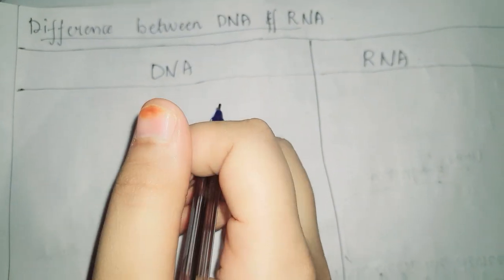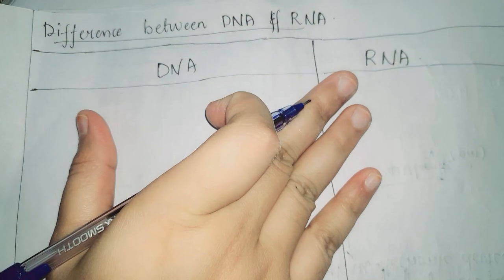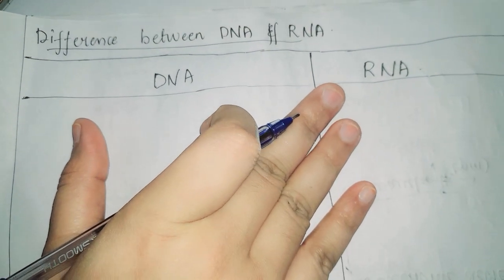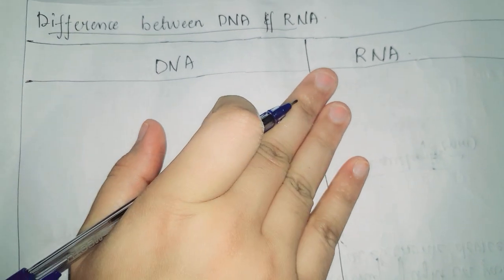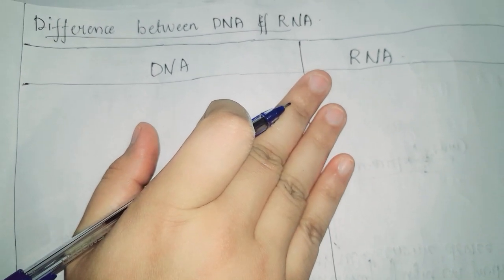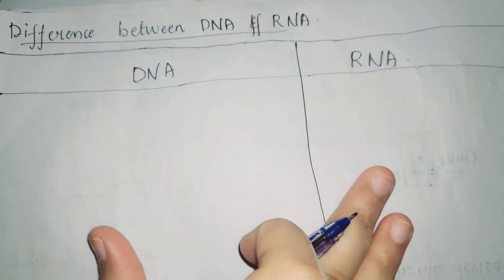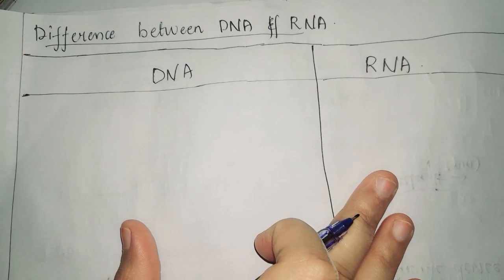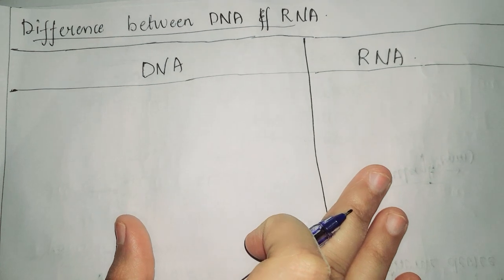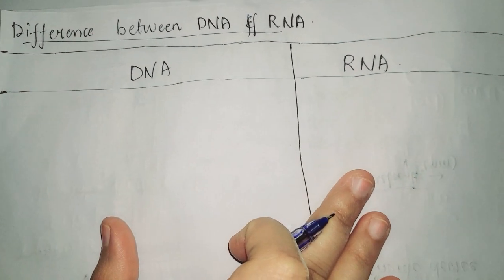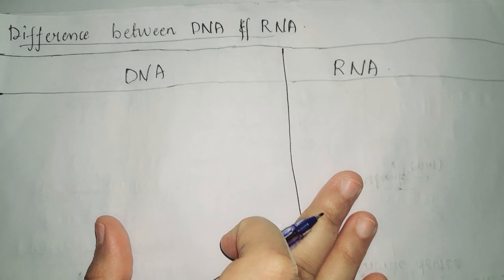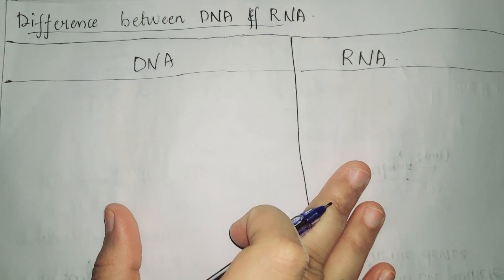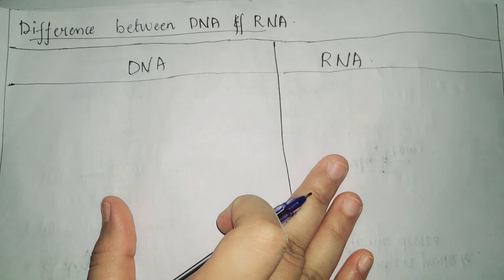In this video, I'm going to discuss and explain the differences between DNA and RNA. This answer sometimes comes as a long answer, sometimes as a short answer. So here I'm going to give you the 20 differences of DNA and RNA as a long answer. If you study for the long answer, it is also helpful for the short answer. So let's start this video without wasting time.